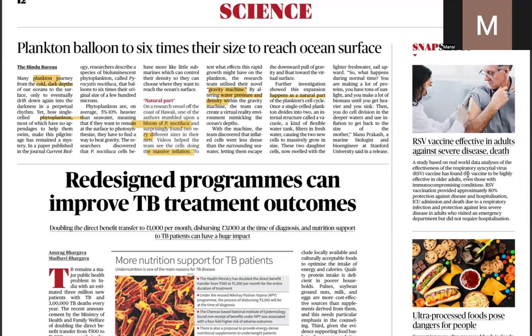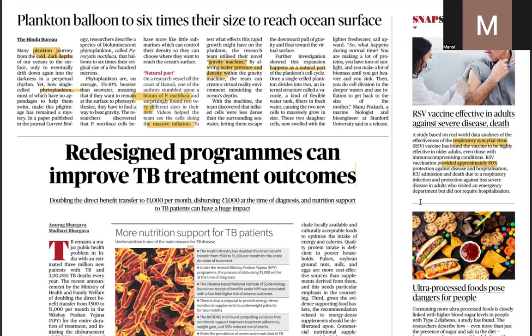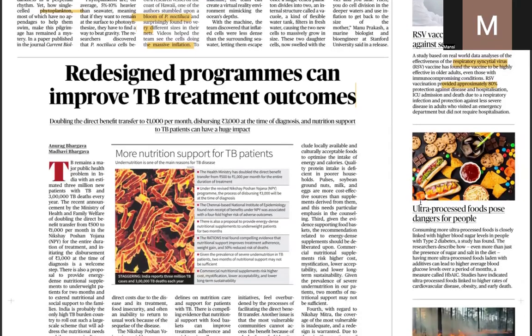The RSV vaccine, the respiratory syncytial virus vaccine, has been found to be highly effective in older adults. It provided approximately 80% protection against the disease and hospitalization. ICU admission was also prevented with this.